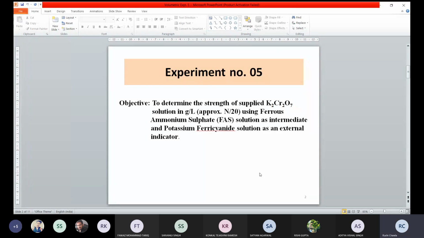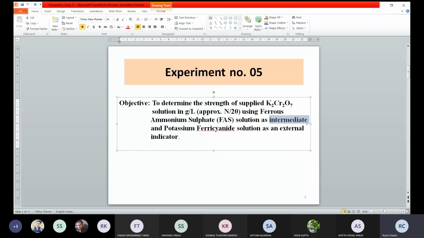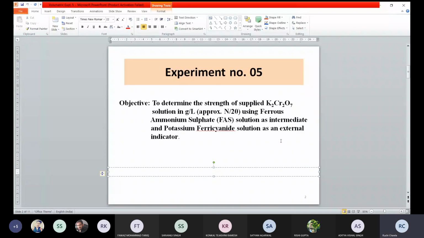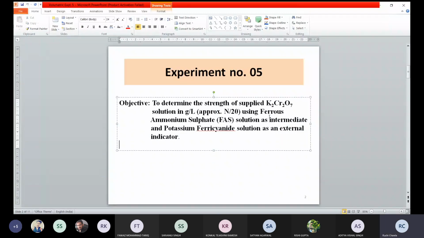Then there is one more term which has been used, intermediate. You also need to understand the meaning of intermediate. This we will be discussing on the coming slides. Ferrous ammonium sulfate solution will be used as an intermediate. And if I skip the importance of these 2 terms, then what is the objective? Your objective is to find out the strength of a specific solution which has been supplied to you, and that solution is of potassium dichromate.